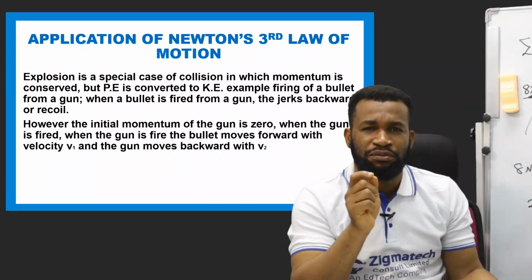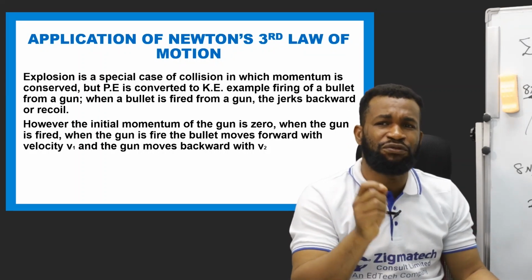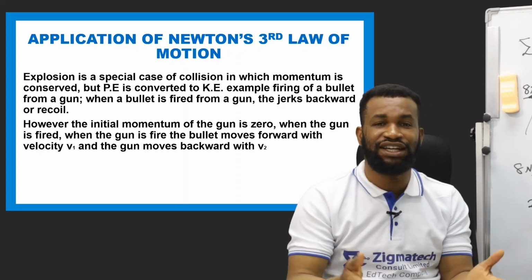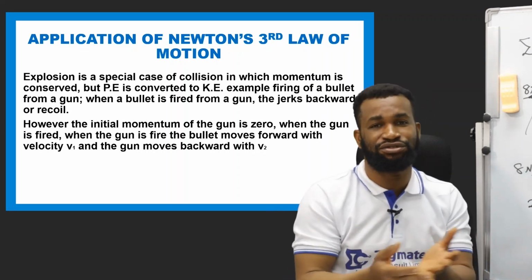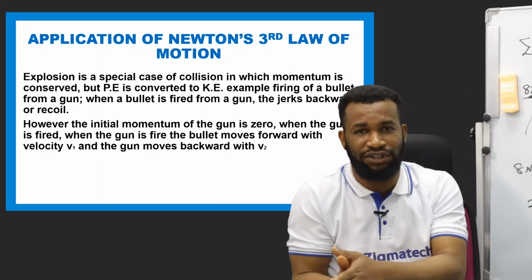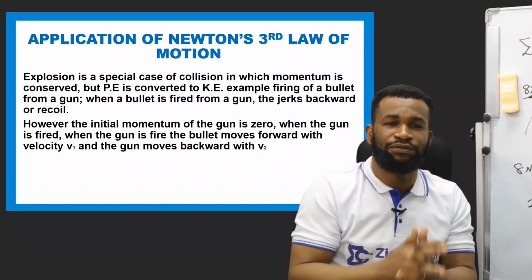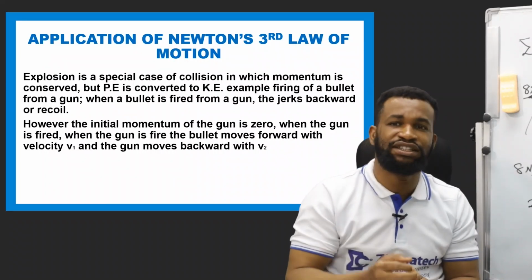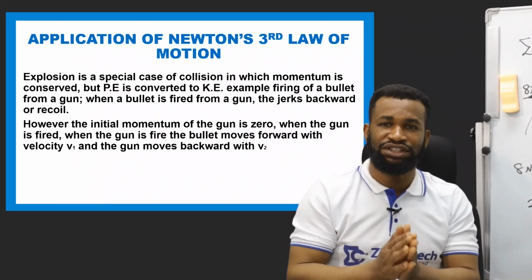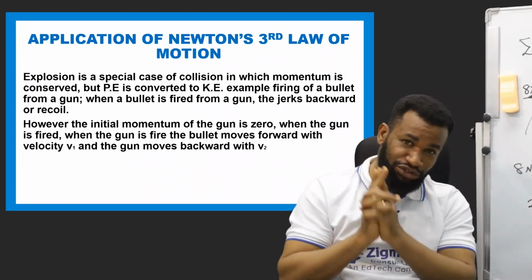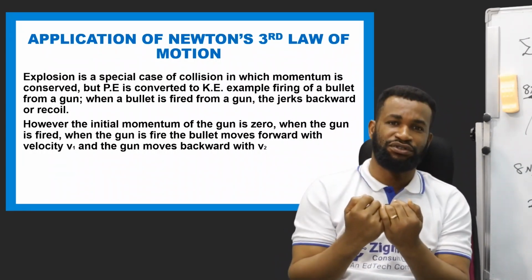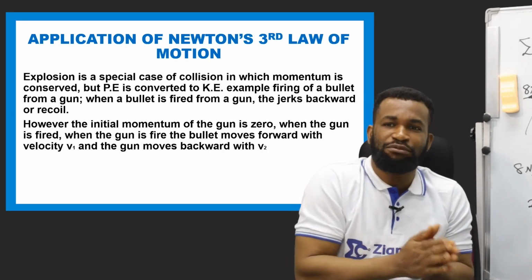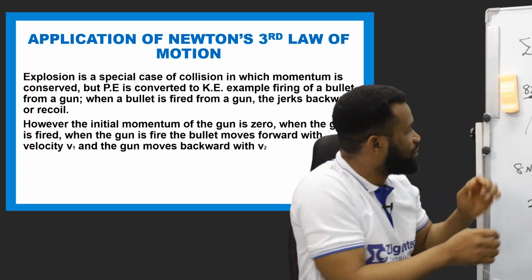But potential energy is converted to kinetic energy. And remember that they say that energy is neither created nor destroyed, but is converted from one form to the other. An example of this kind of case is the firing of a bullet from a gun. When a bullet is fired from a gun, it jerks backward. That is why when you shoot a gun, you feel a force in your own direction, or we call it recoil. However, the initial momentum of the gun is 0. Let me show you what I'm talking about.